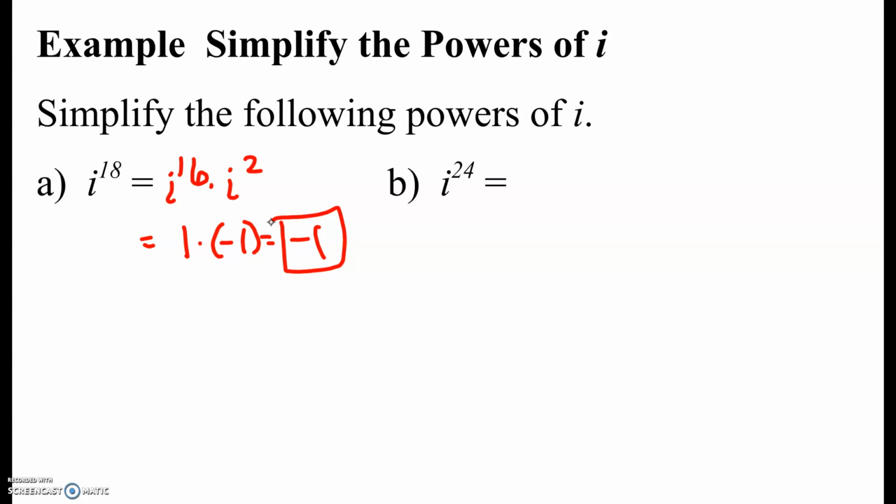i to the 24th is evenly divisible by 4, so we don't need to break it down. Anytime we have a power evenly divisible by 4, we're going to get an answer of 1.